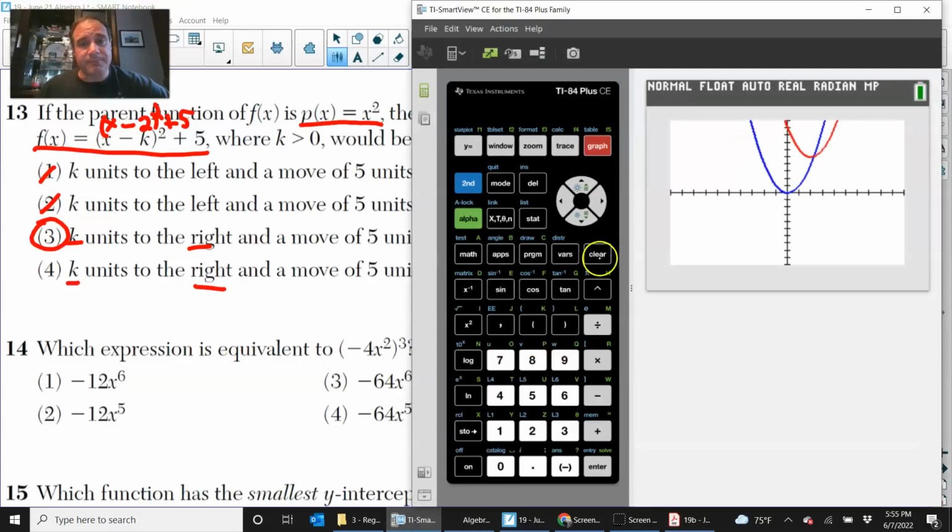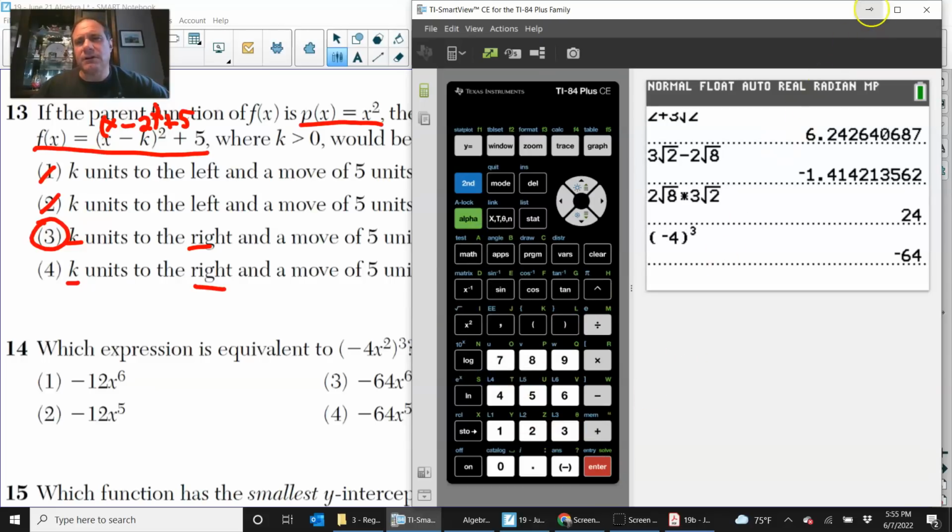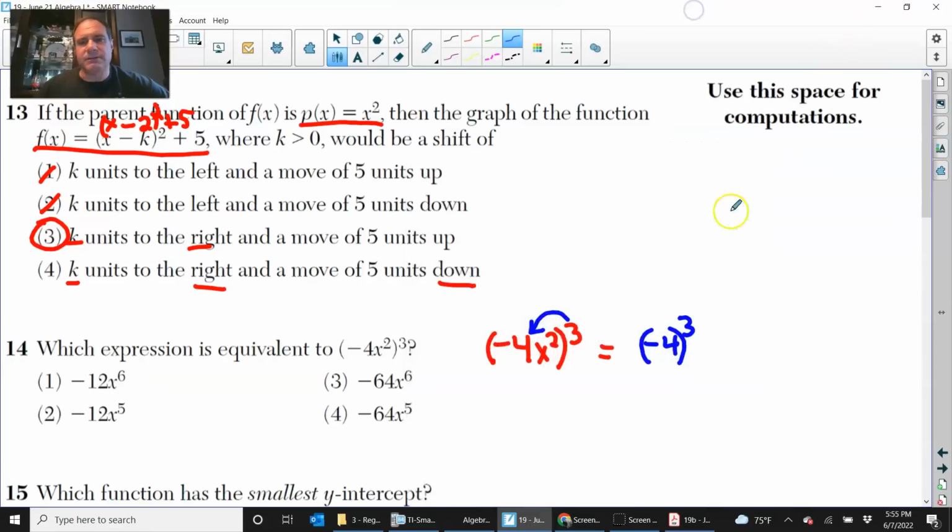Just remember, if you do that in the calculator, the -4 must be in the parentheses. Sorry, I put -44. That will not work. And then press the caret button. That's to the 3rd. And -4 to the 3rd power is -64. So right now you have a number that is -64. It is not -12. That is basically it.